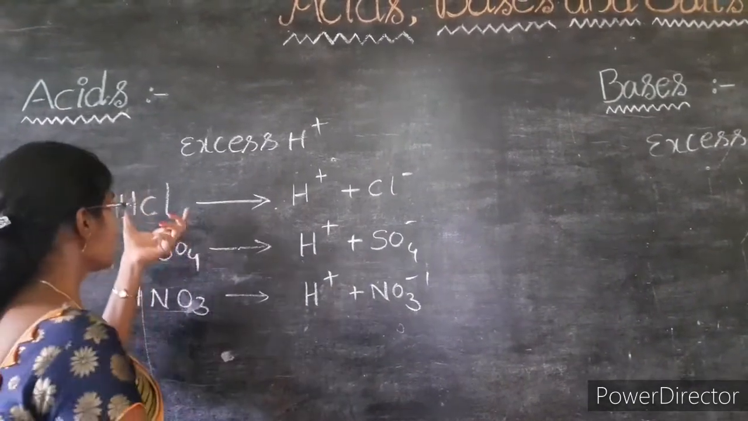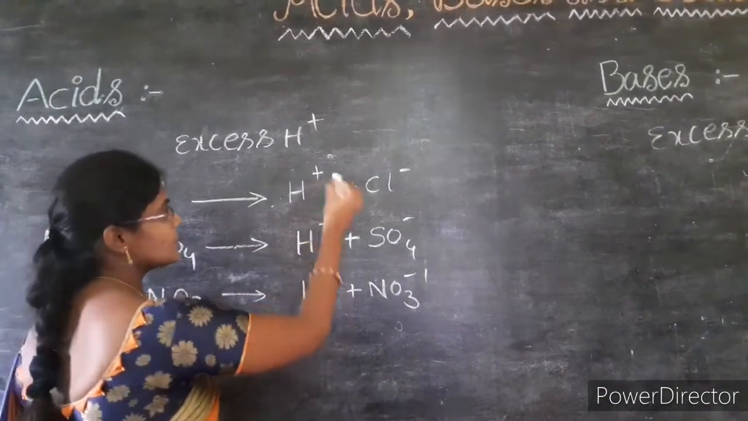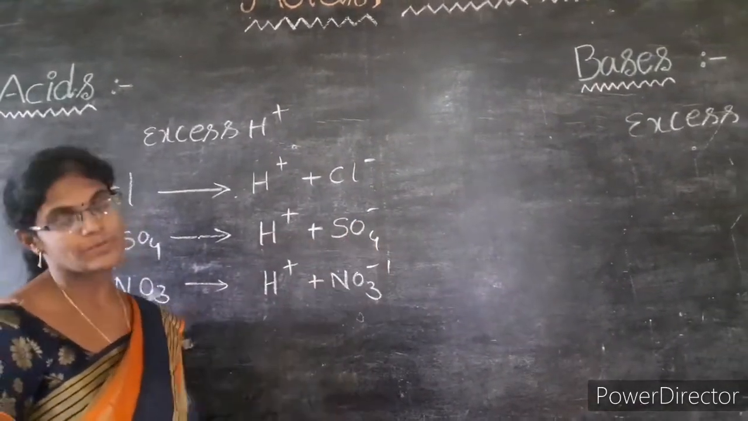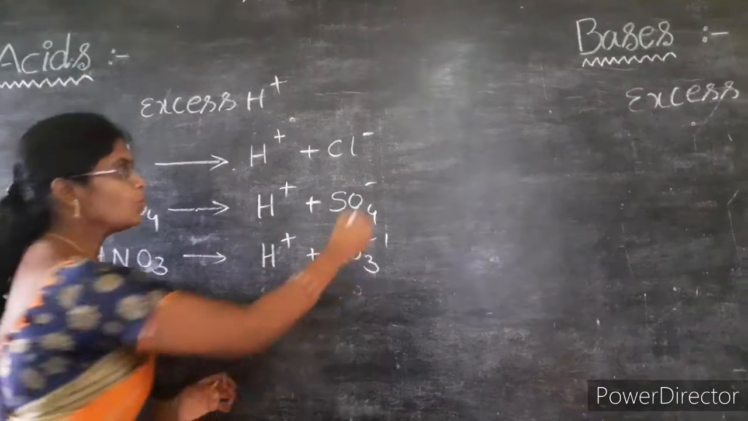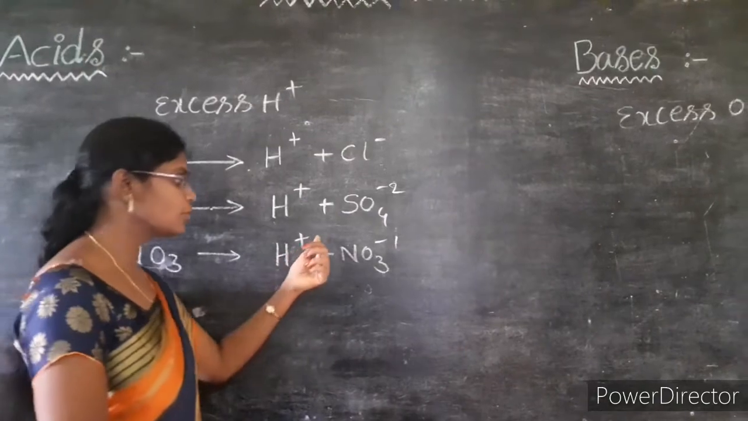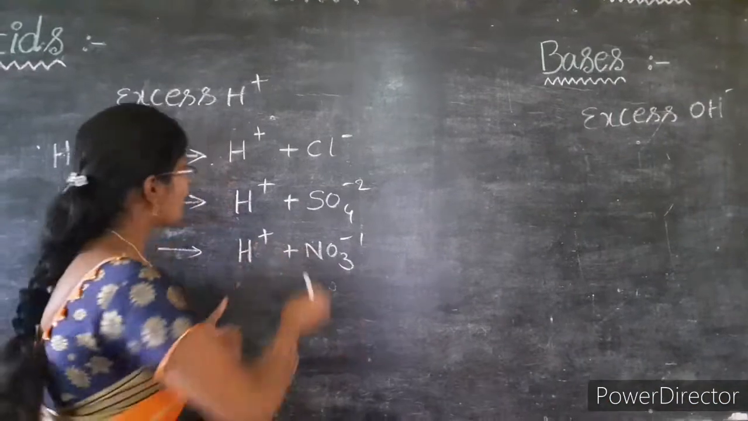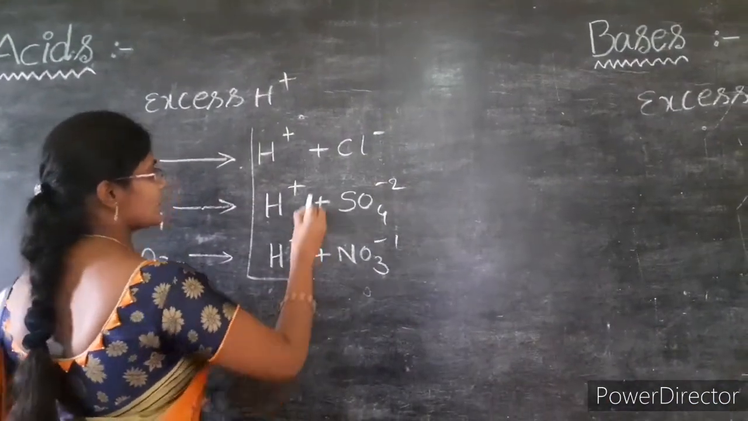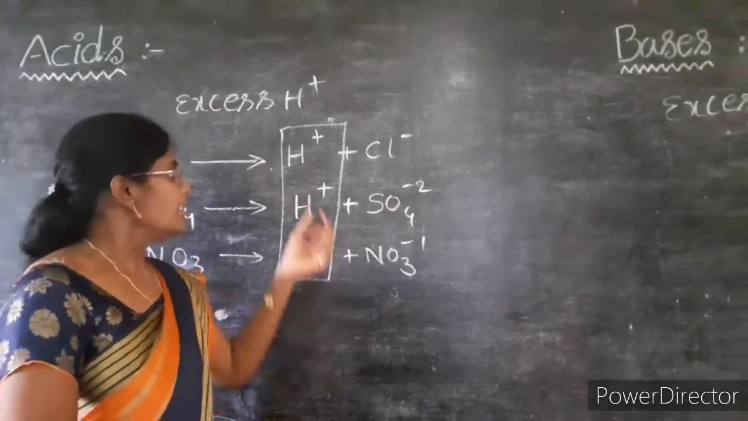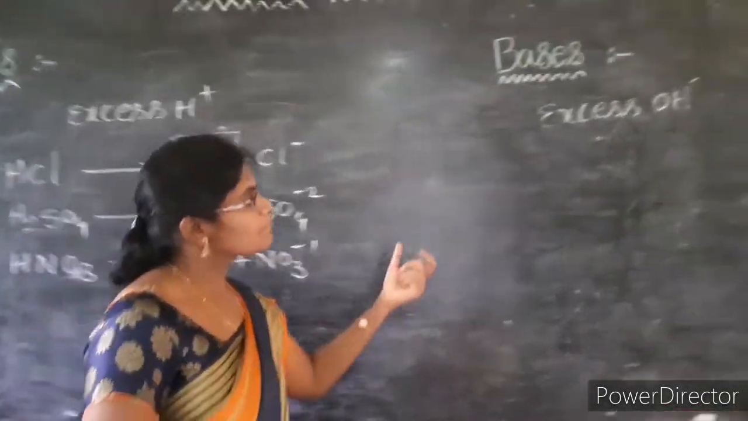In aqueous solution, HCl decomposes into H plus and Cl minus ions. Similarly, H2SO4 decomposes into H plus and SO4 2 minus ions. Similarly, HNO3 also decomposes into H plus and NO3 minus 1 ions. By this, what we are understanding is that acids in aqueous solution form H plus ions. Next, coming to bases.